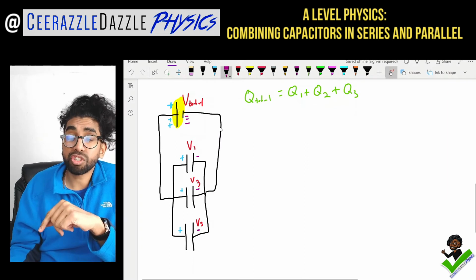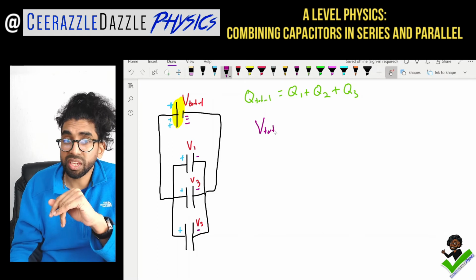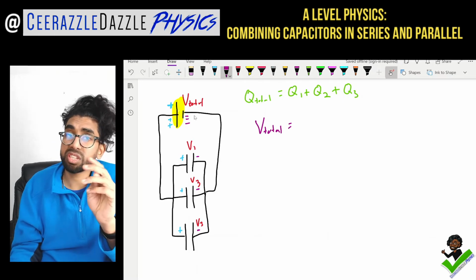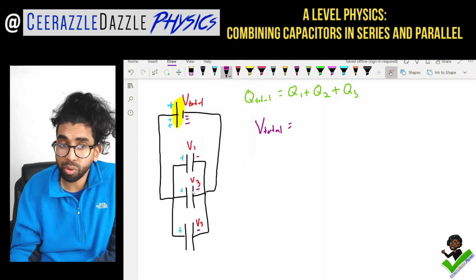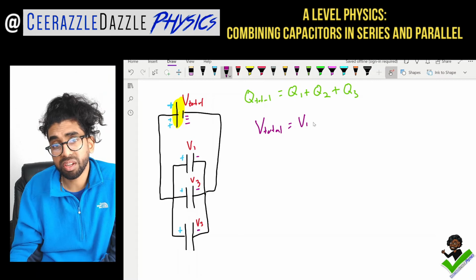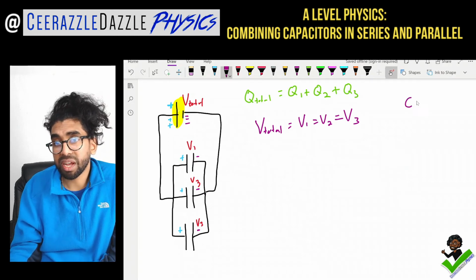What about the voltage now? So the voltage total will be equal to, now Kirchhoff's first law, the sum of the voltage in equal to the sum of the voltage out in one loop. They will all have the same voltages. So therefore, V total will be equal to V1, will be equal to V2, will be equal to V3. Happy with this? We still remember that capacitance is equal to Q divided by V.